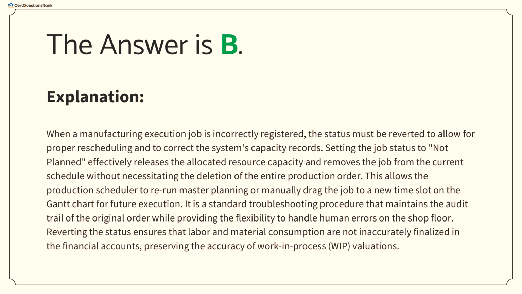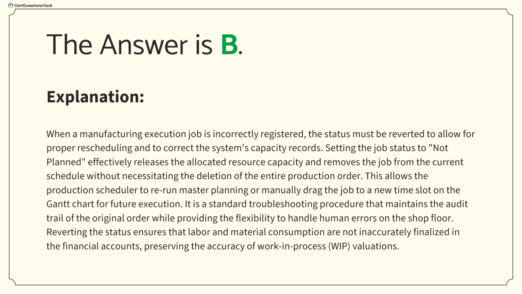When a manufacturing execution job is incorrectly registered, the status must be reverted to allow for proper rescheduling and to correct the system's capacity records. Setting the job status to not planned effectively releases the allocated resource capacity and removes the job from the current schedule without necessitating the deletion of the entire production order.